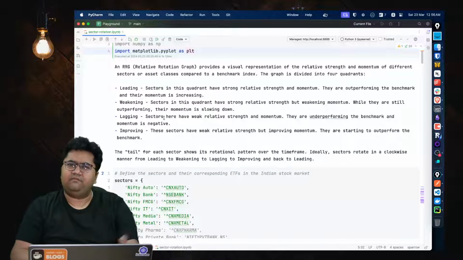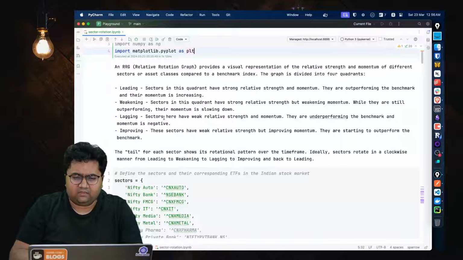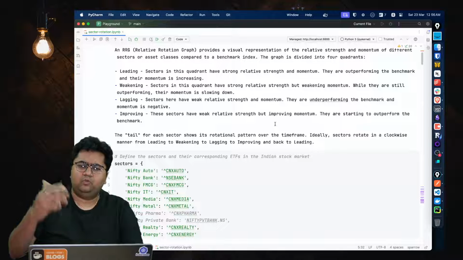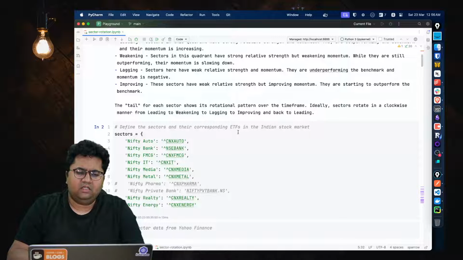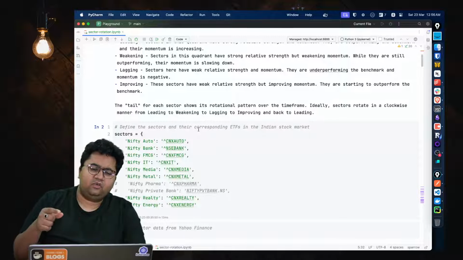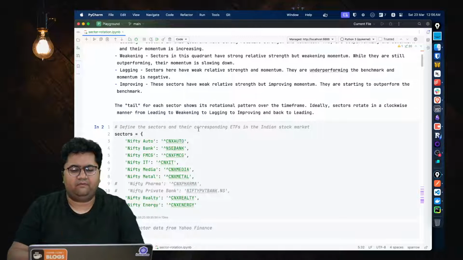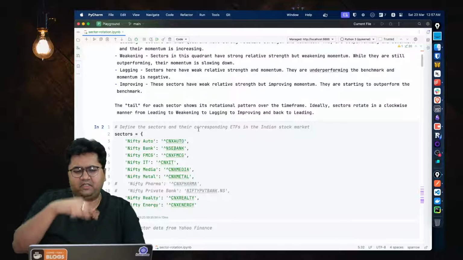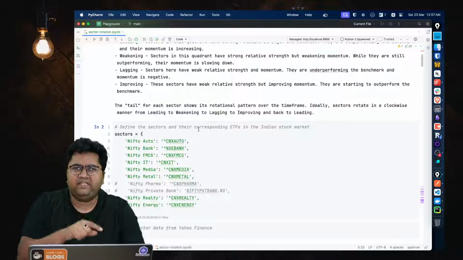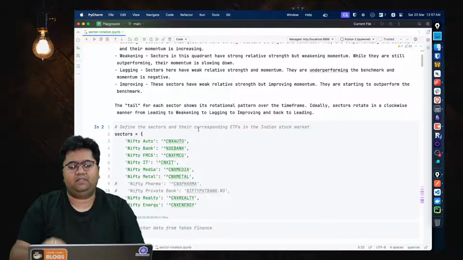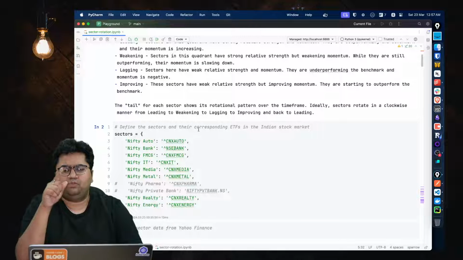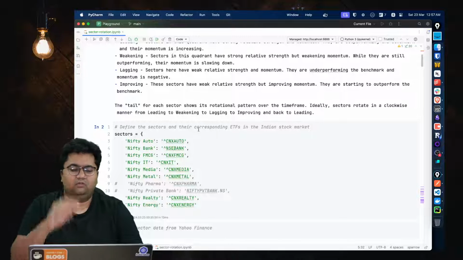Lagging sectors have weak relative strength and momentum, and they are underperforming the benchmark. Improving would be weak relative strength but improving momentum. The tail for each sector shows its rotational pattern over a time frame. Ideally, sectors rotate in a clockwise manner from leading to weakening to lagging to improving and back to leading. So there's a cycle happening. From lagging, they would go to improving, and then they'll go back to leading.